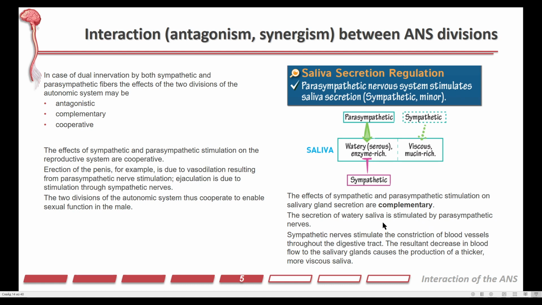Parasympathetic produces watery saliva, while sympathetic nerves will cause constriction of blood vessels throughout the digestive tract, and it will lead to decrease in blood flow, and salivary gland will produce a thicker and more viscous saliva. So that's how they work in a complementary fashion.